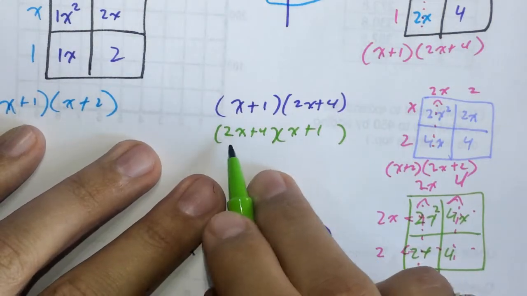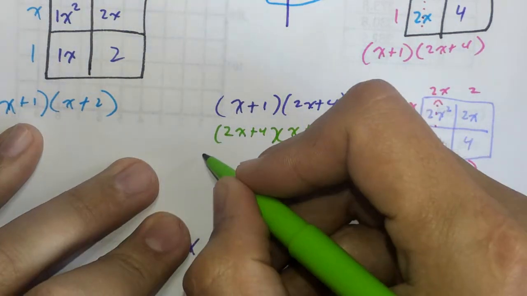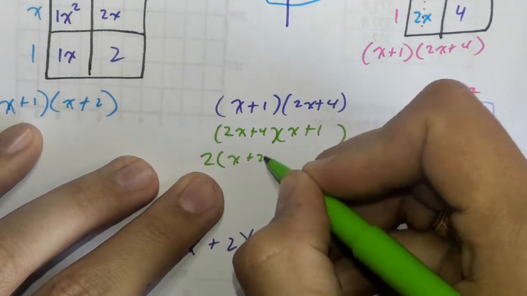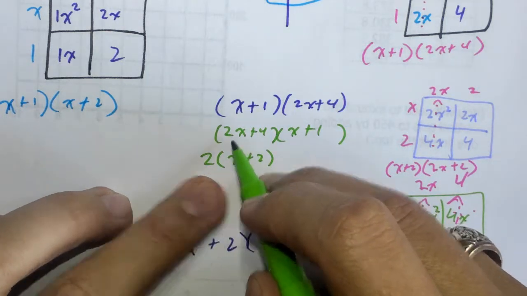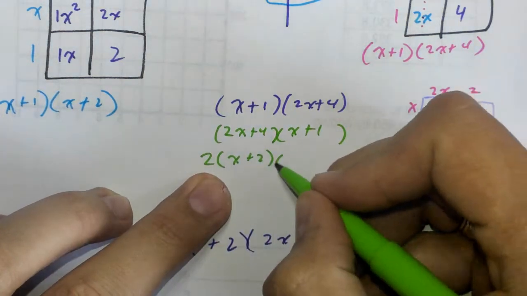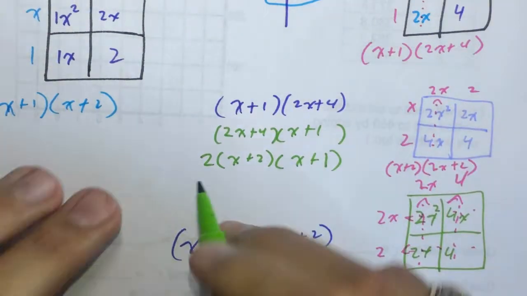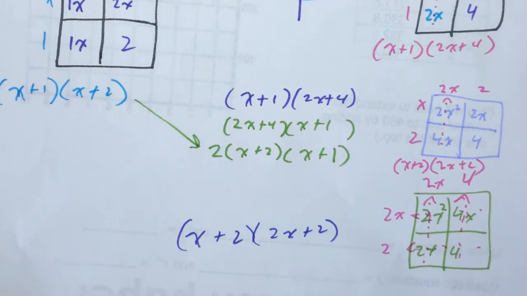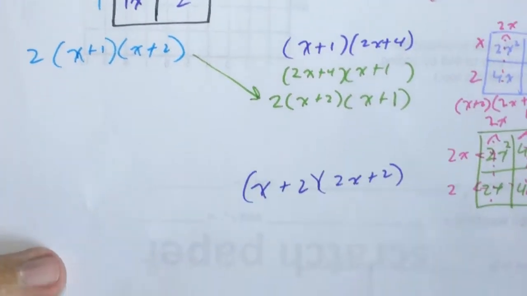There's a greatest common factor of 2 in this first one. So I'm going to take that 2 out. I'm going to say 2x plus 2, because that 2 times x is 2x, 2 times 2 is 4, and I do not touch this one. Now, they match. They're switched, the orders are switched slightly, but they're the same.